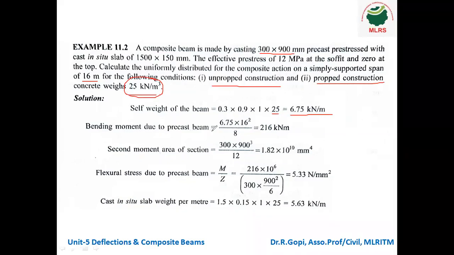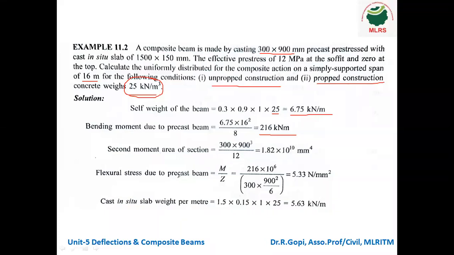Next, bending moment due to the precast beam: 6.75 into 16 square divided by 8. For a simply supported beam carrying a UDL load, the maximum bending moment formula is WL square by 8. So it is 216 kilonewton meter. Coming to the second moment of area, that means BD cube by 12, that is 300 into 900 cube divided by 12, which is 1.82 into 10 power 10 mm power 4.